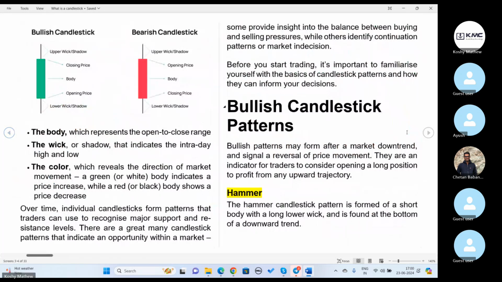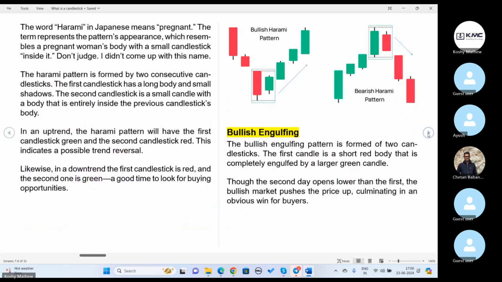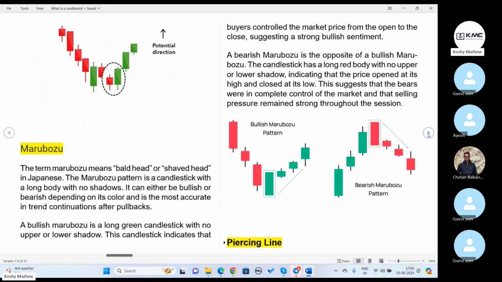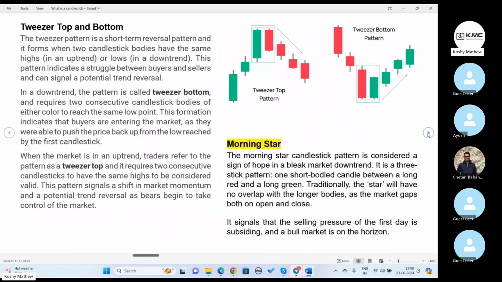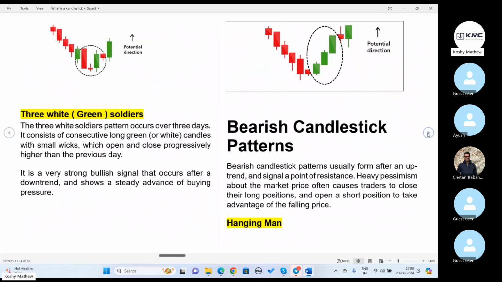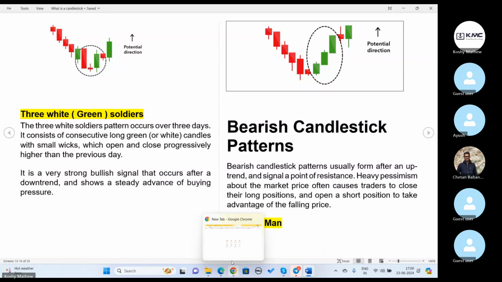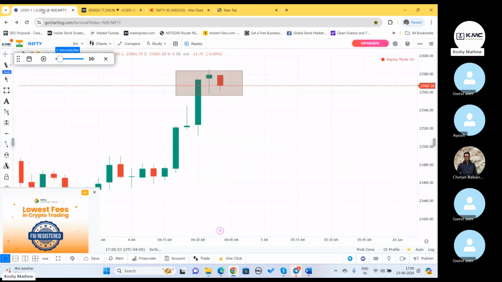From hammer, inverse hammer, harami, bullish engulfing, marubozu, tweezer top and tweezer bottom. Along with that, we also had the morning star and 3 white soldiers. All right. So shall we go to the chart now? Yes or no? Yes. Okay, great. Take it to the charts now.